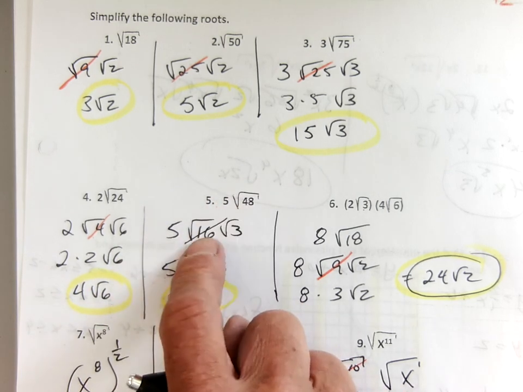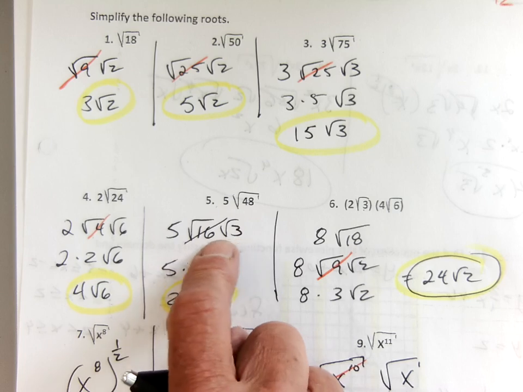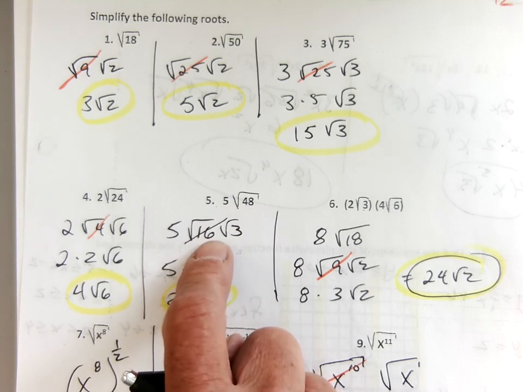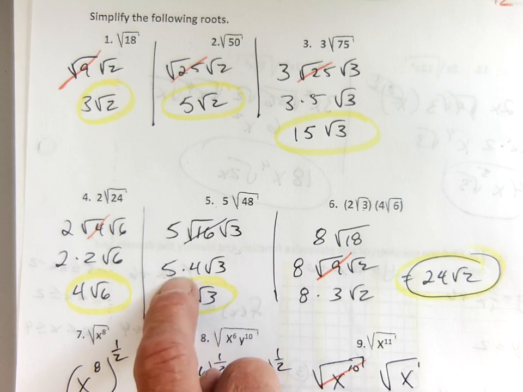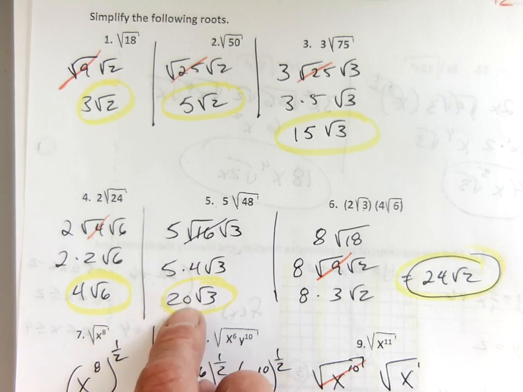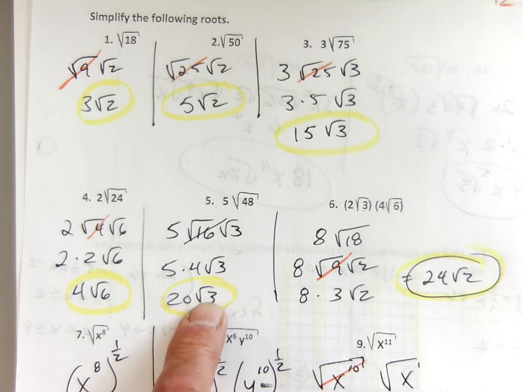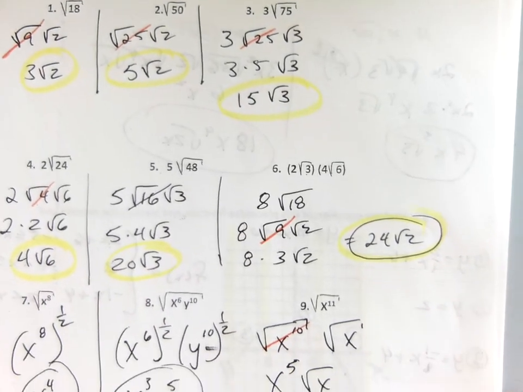Number 5, 16 times 3 is a better combination than 4 and 12. Square root of 16 is 4. Multiply the 2 together. Whole numbers, 5 times 4 is 20. Square root of 3, okay? Pause this anytime if I'm going too fast.